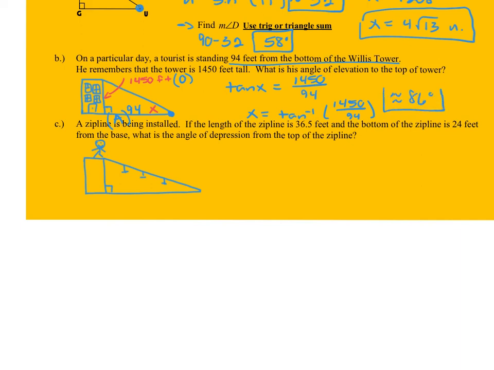And if you've ever been in Chicago and looked to the top of the Sears Tower, you know that you're looking probably pretty much straight up, so that 86 degrees makes sense.